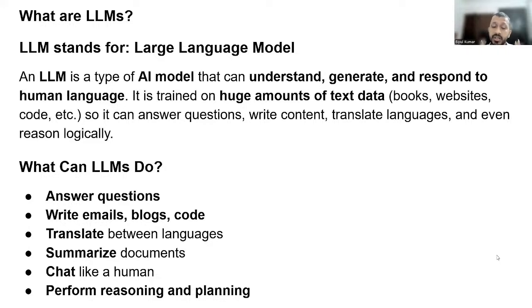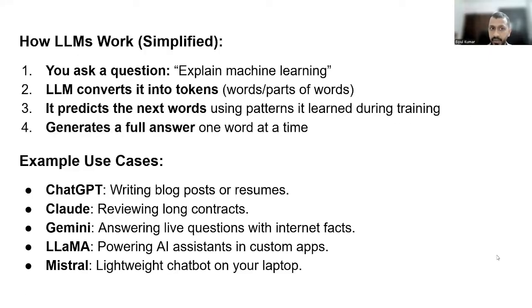First of all, you need to understand what an LLM is. It is an AI model which can understand human language and make a response out of it. Now, how does an LLM work? You ask a question, for example, explain machine learning. The LLM converts these into tokens. What are tokens? Each word is a token. Explain is the first token, machine is the second token, learning is the third token, right? So all the tokens are identified.